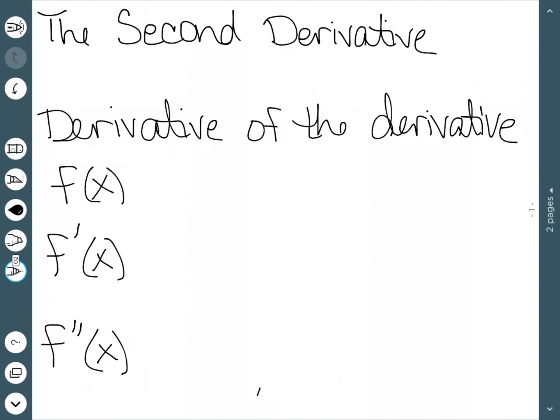And there's nothing stopping me from keeping going. I can do a third derivative, taking a derivative a third time, or a fourth derivative, and you can do these as high as you need to. However, for now, we'll strictly look at second derivatives.